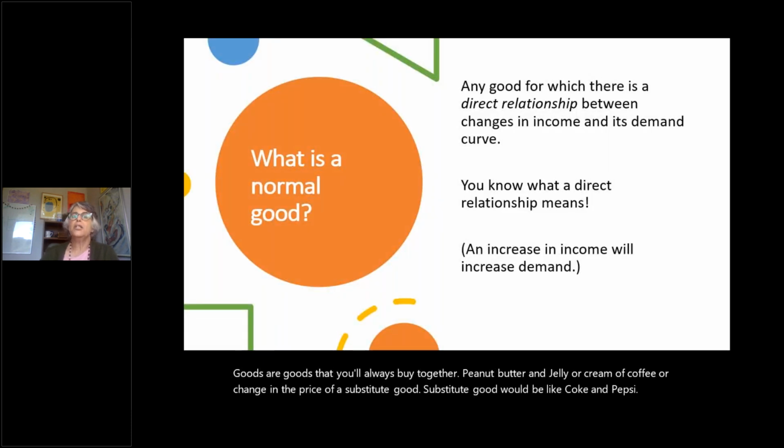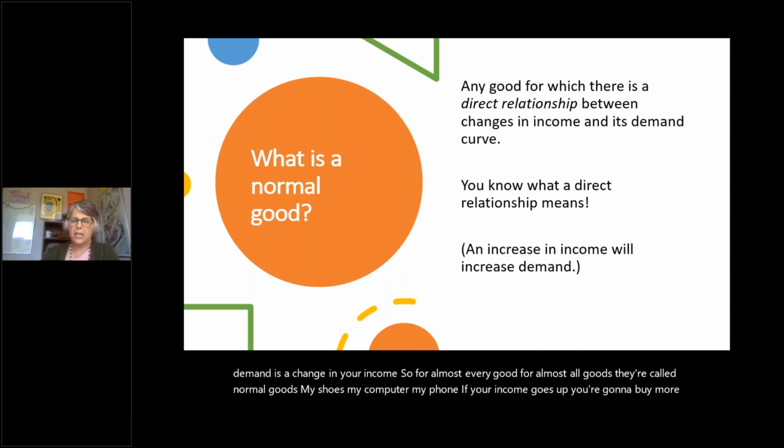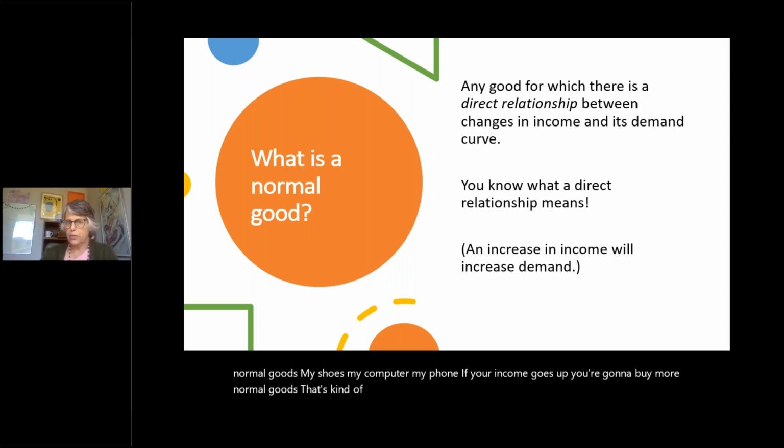So we need to say one more thing about income. One of the determinants of demand is a change in your income. For almost all goods, they're called normal goods. My shoes, my computer, my phone. If your income goes up, you're going to buy more normal goods. That's the normal way for it to work. So an increase in your income will increase demand.